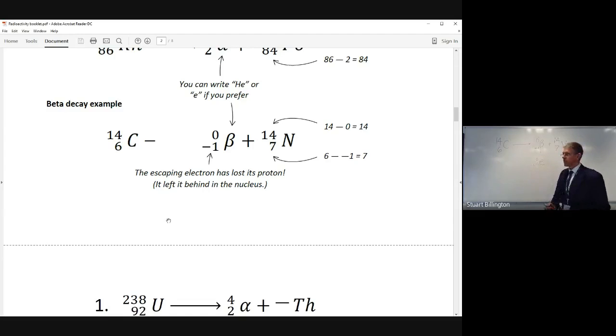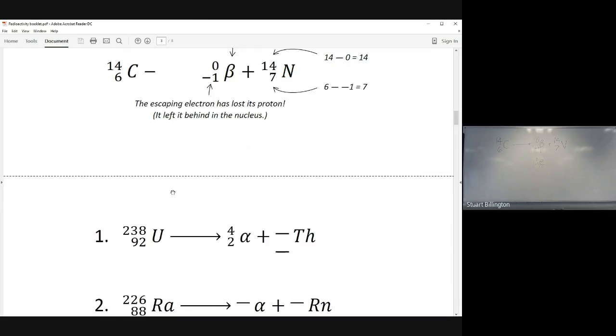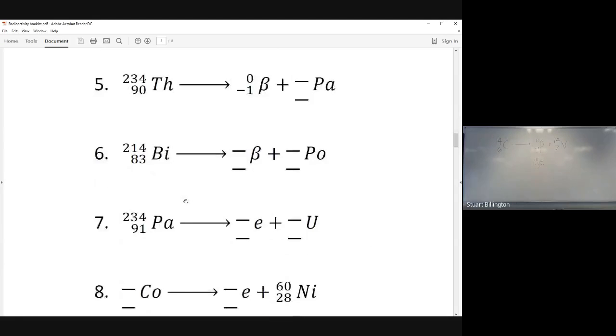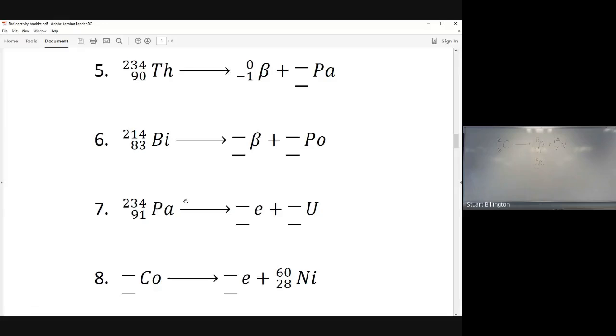Okay, same thing again. I've got 4 more practice questions for you. This time they're beta ones. I'll give you 30 seconds to have a go at the first one, and then we'll go through it, and then I'll give you a bit more time to go through the next 3. So 30 seconds, have a go at question 5.